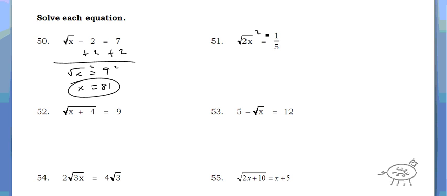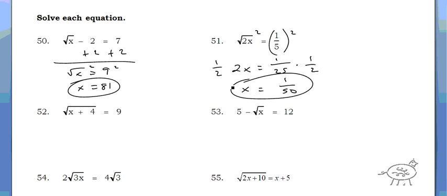Okay, this one, square both sides. So 2x is equal to 1 over 25. How do you get rid of the 2? Don't divide by 2, especially when you have a fraction on the other side. Multiply by its reciprocal. So it's 1/2 and 1/2. So x equals 1 over 50.